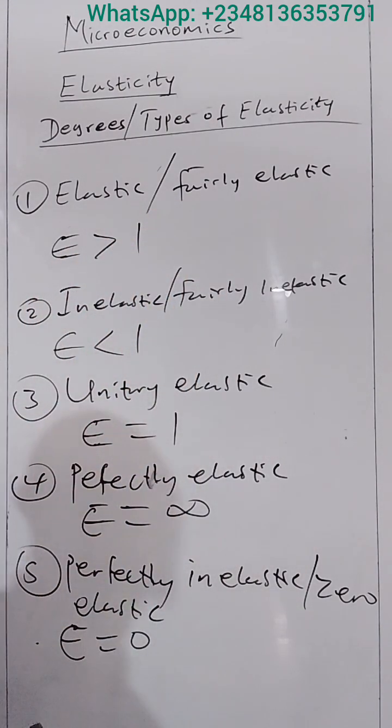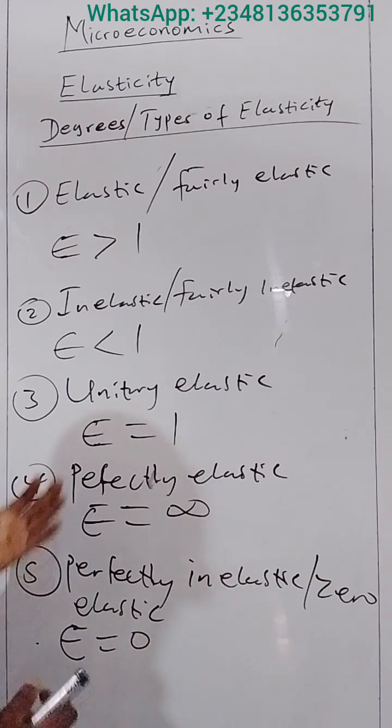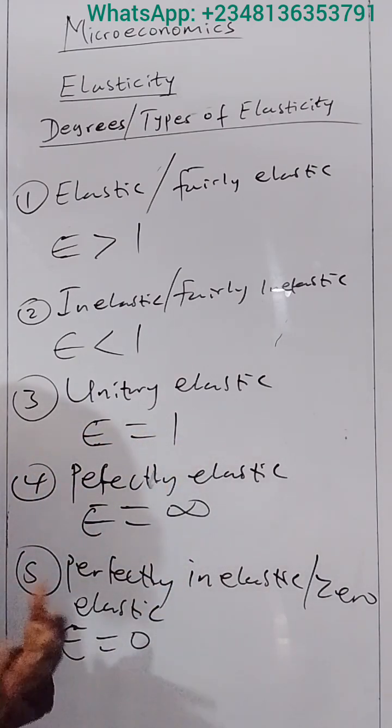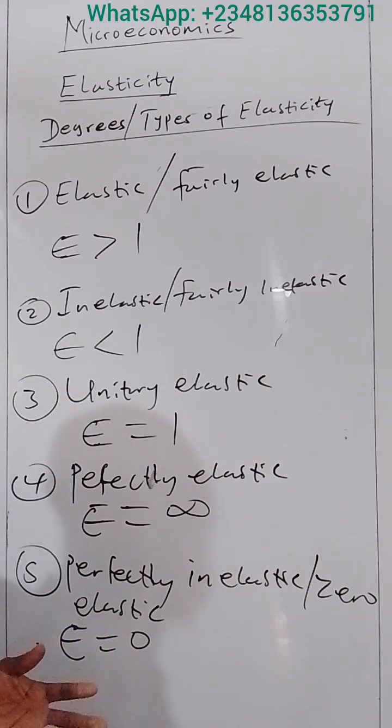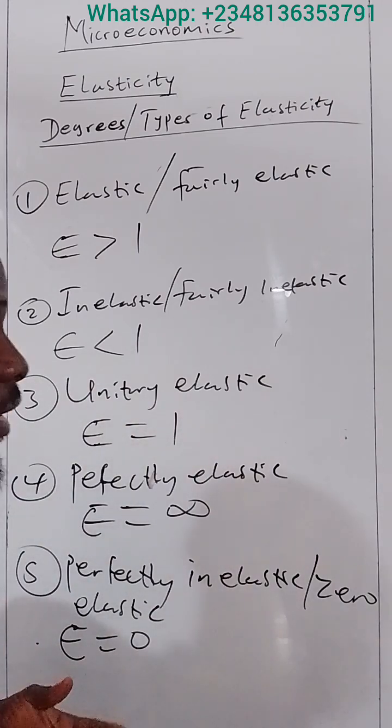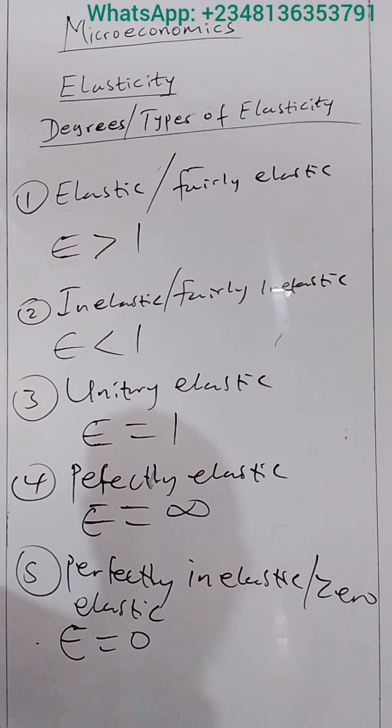What is a situation whereby the coefficient is less than 1? If it is less than 1, it is inelastic or fairly inelastic. If it is equal to 1, we call it unitary elastic. If it is equal to infinity, we call it perfectly elastic or infinitely elastic. And lastly, if it is equal to 0, we call it perfectly inelastic or zero elastic.